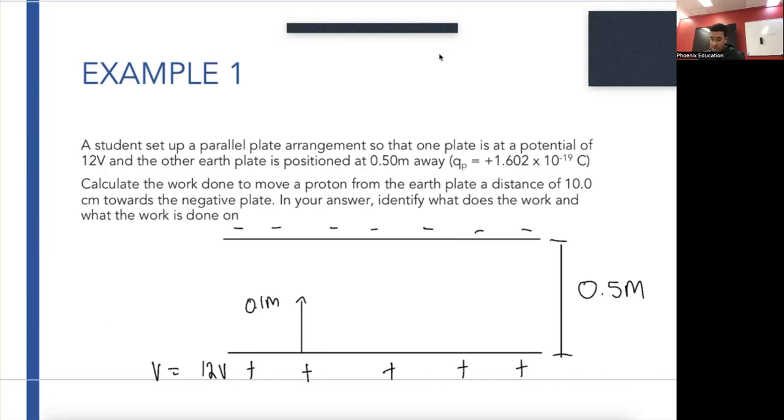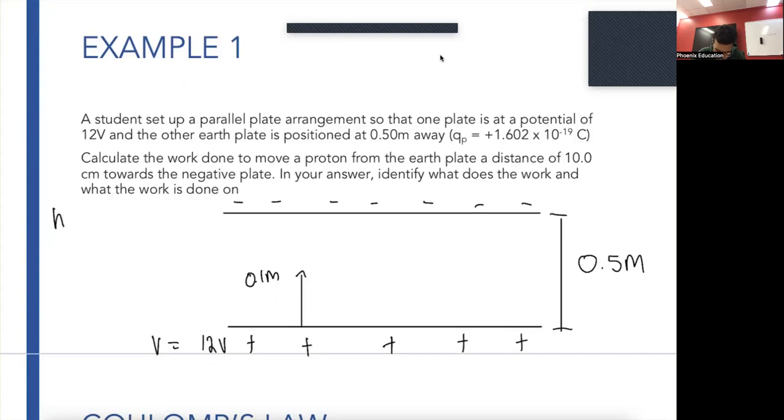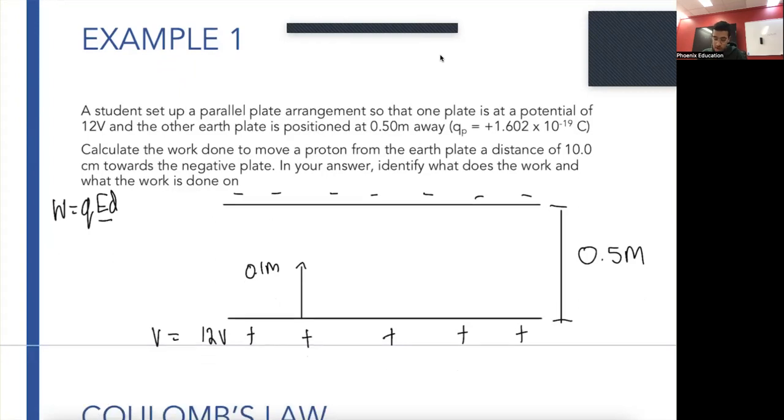Okay, so what we need for this question is to find the electric field strength, right? Because if we look at the formula for work, it's work equals QED. We need an E, right? And that E just represents the total electric field strength of this field, of these two plates. So to find this, we're just gonna use our old formula, E equals V over D. All right, so we need two formulas for this question. So E equals V over D.